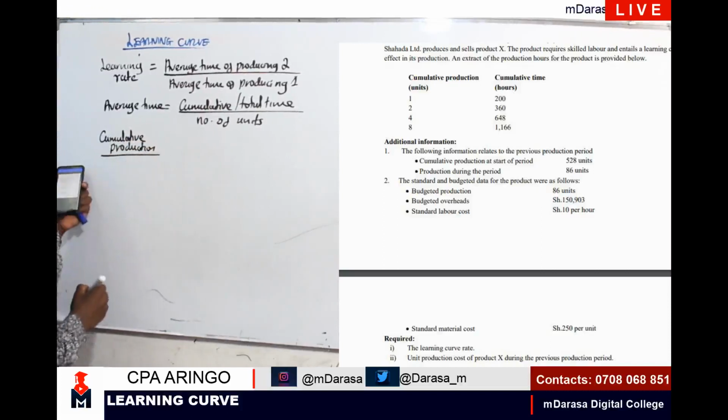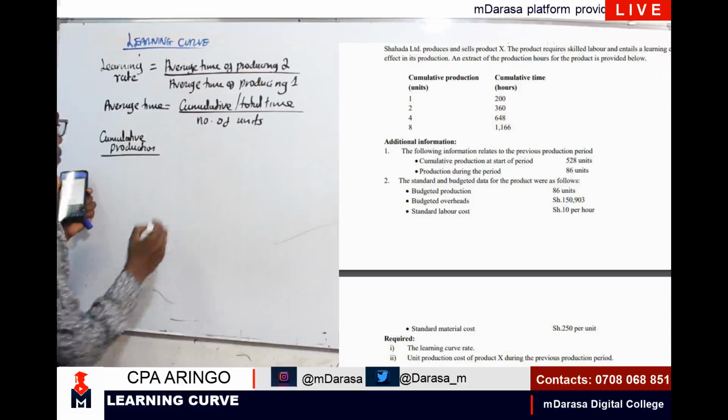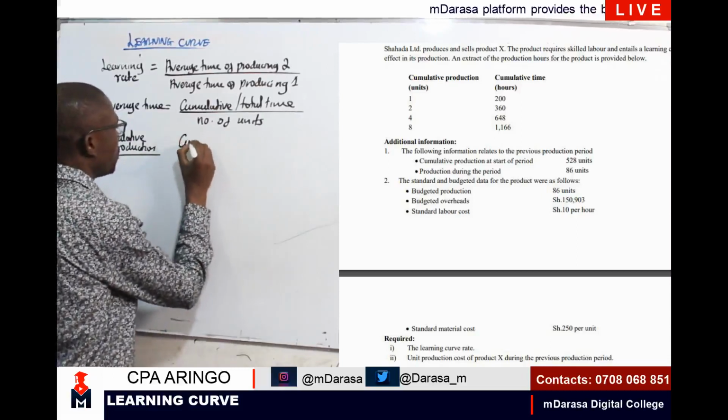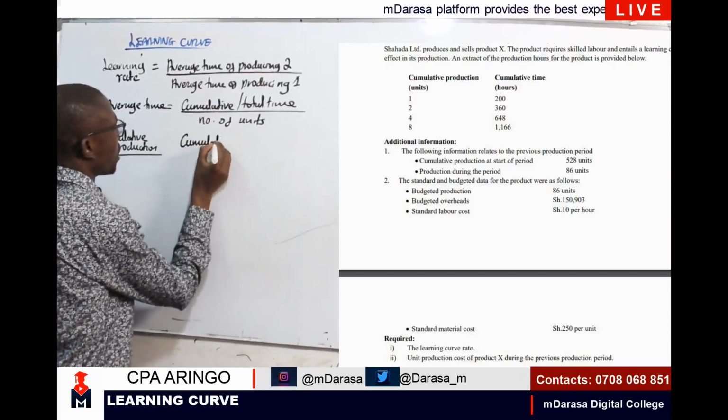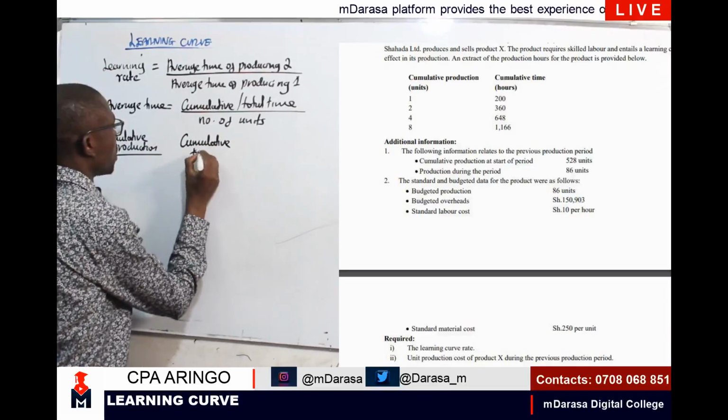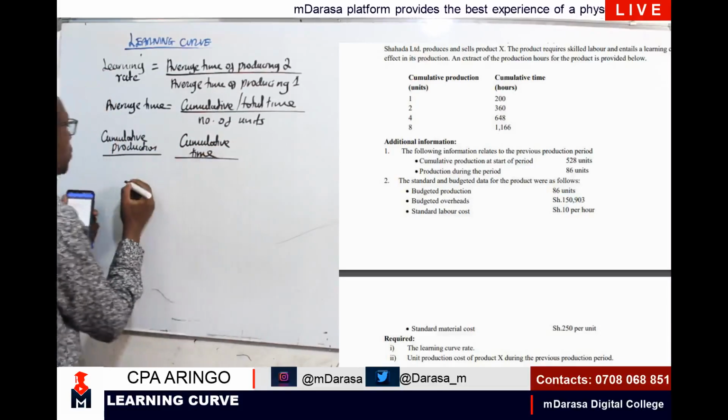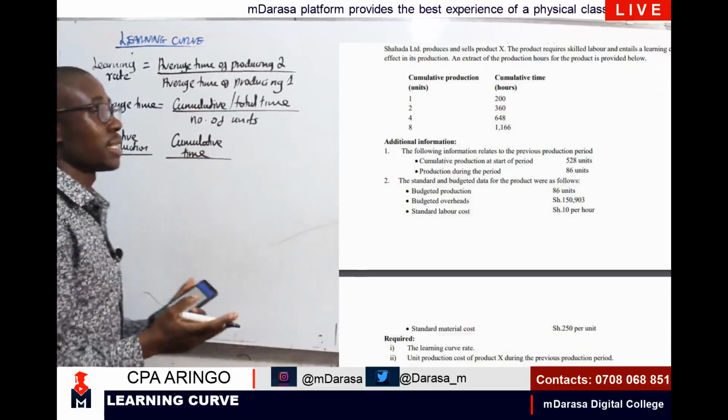And in this case, you're also given what? The aspect of cumulative time. We are given our cumulative time. So cumulative production, cumulative time, remember we said that is the same as what?